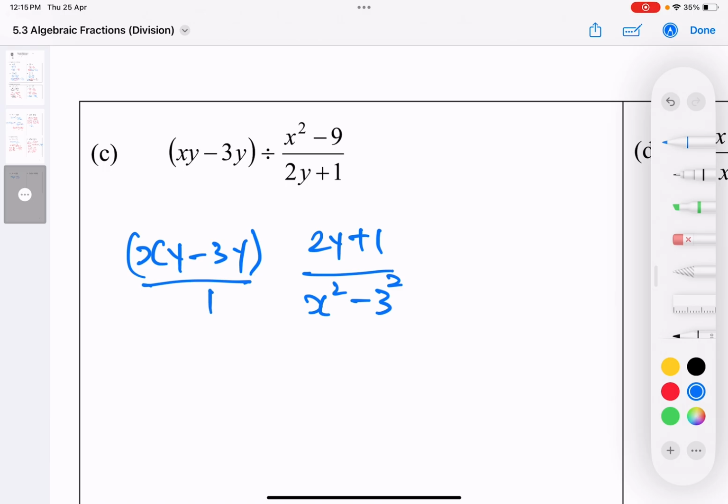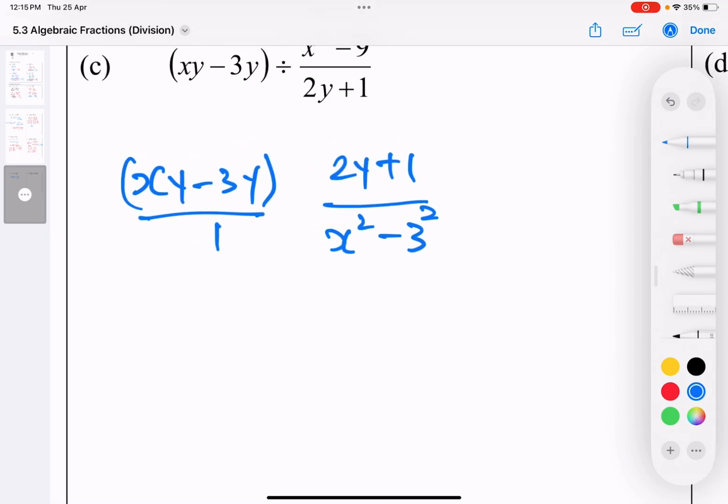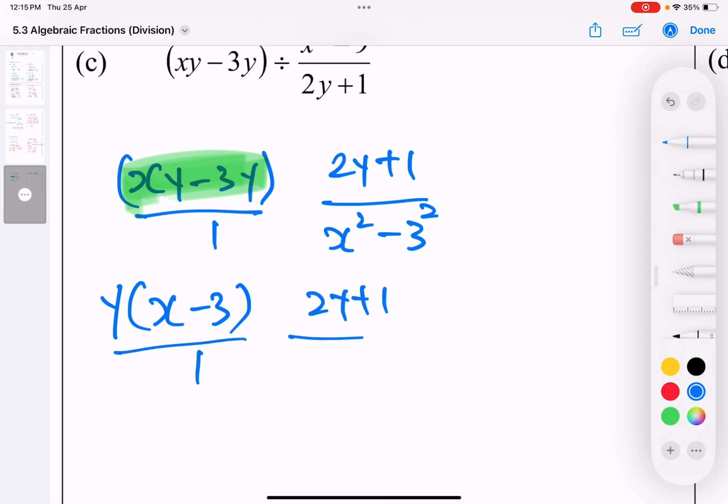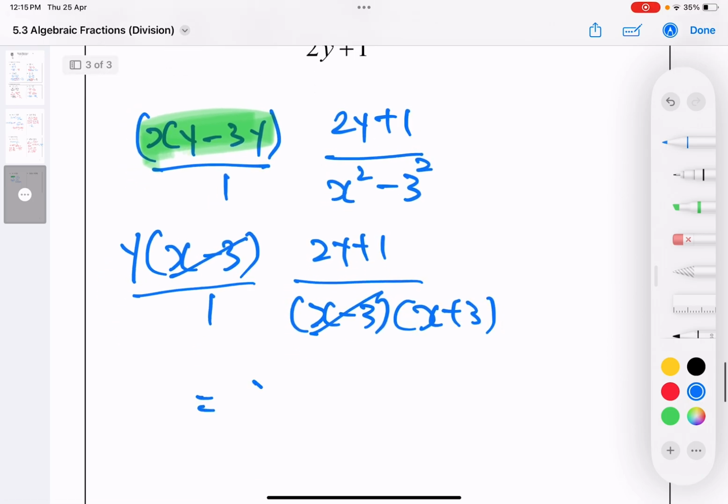Okay, let's go through this now. So I know that I need to factorize this term over here. I know that I can pull out the y because that is common, so I'll get x minus 3 and 2y plus 1. The bottom here, x squared minus 3 squared, is the same as x minus 3, x plus 3. Next step, I can cancel the terms that are the same. So my final answer is just y times 2y plus 1 over x plus 3. Okay, this is how I get my final answer.